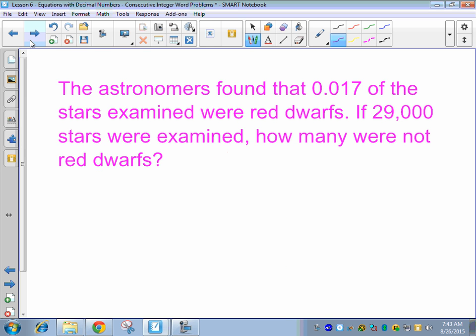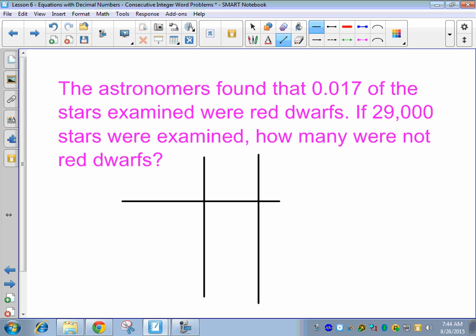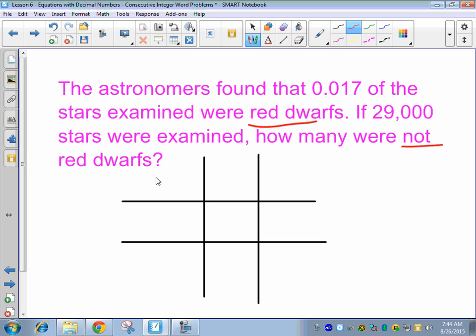All right. The astronomers found that 0.017 of the stars examined were red dwarfs. If 29,000 stars were examined, how many were not red dwarfs? So this is really similar to what we did yesterday when we had the Victorian and the not Victorian problem. Okay, so we're going to do a ratio box. Over here we are comparing whether or not they are red dwarfs. So: red dwarfs, not red dwarfs, total.